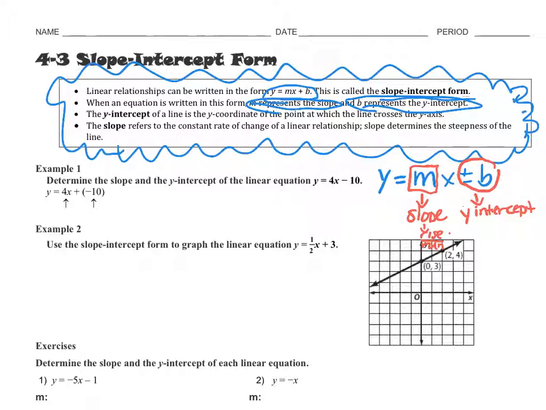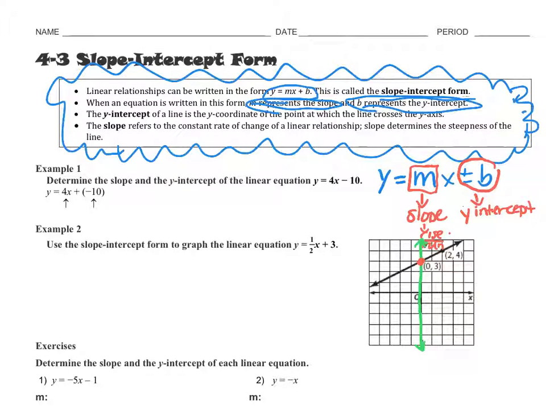The y-intercept of the line is the y-coordinate of the point at which the line crosses the y-axis. So look down at this graph. The y-axis is this line right here, and your y-intercept is where the line crosses it. That's your b for this one, and we'll talk about that in a minute. I just want you to see it's where it crosses the y-axis.